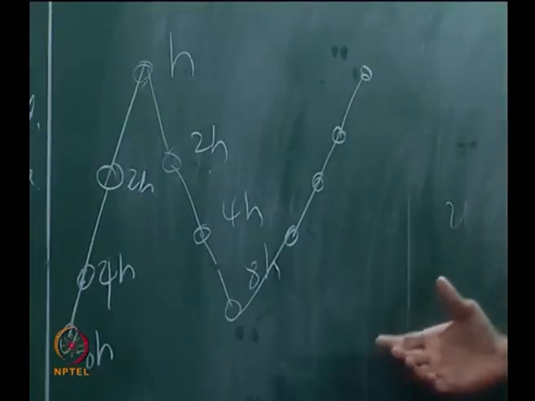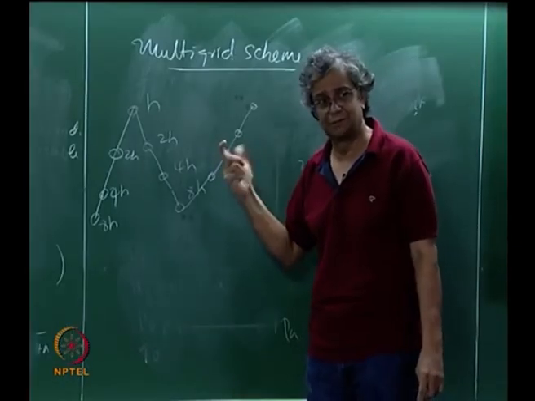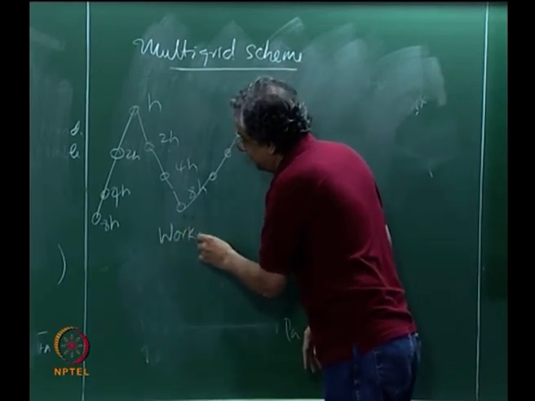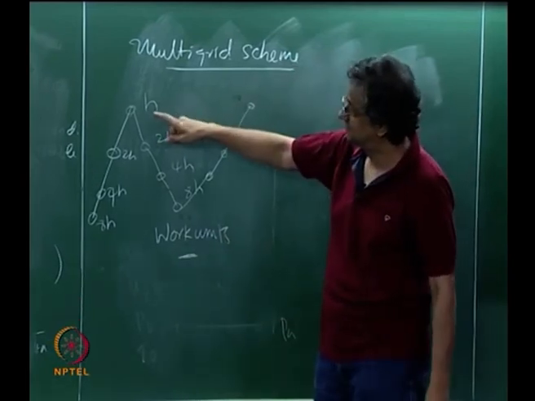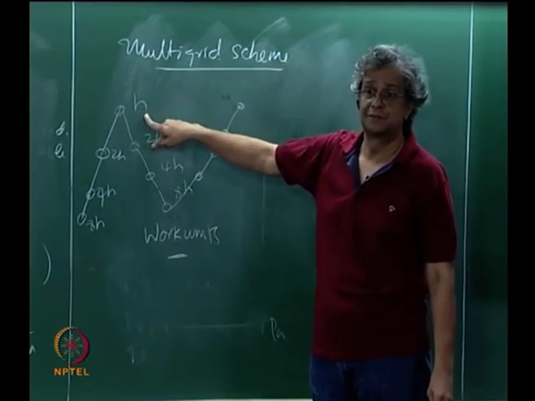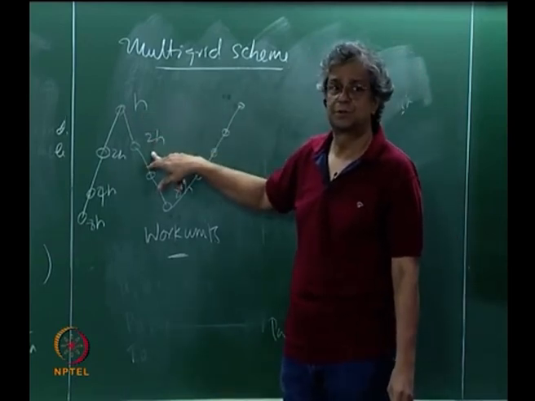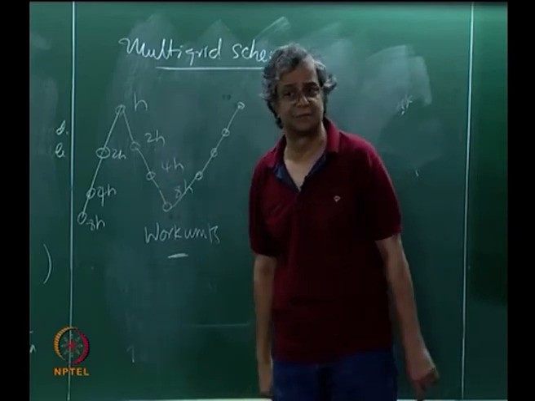And typically the critical thing that you want here is, what is the thing that we have to recollect here? Work units. That's what you always, work units, that one sweep on the finest grid in one dimension is equivalent to 2 sweeps on the coarser grid, is equivalent to 4 sweeps, and if you go to multiple dimensions, of course that gets even better.